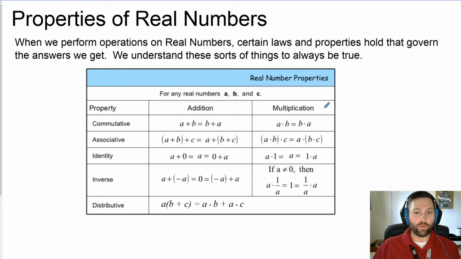So you have properties for addition and multiplication. I'm going to go through each and every one of them and give you examples of what they look like numerically. When we talk about them, just remember that there is an addition version and a multiplication version. To save space, I have put them on the same pages. So you can write those down as we go through them.